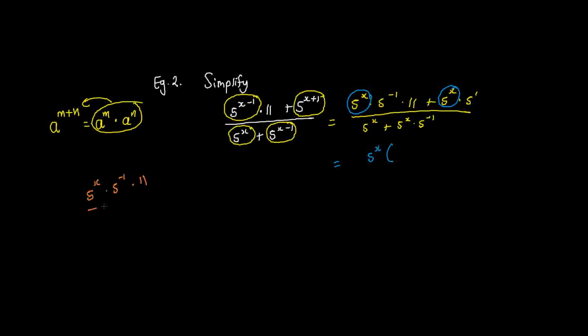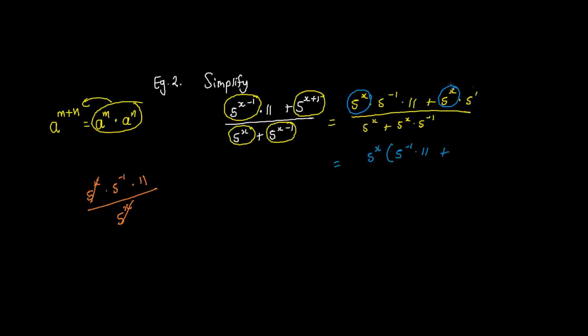And I'm dividing it by that common factor that I removed out, which is 5 raised to the power of x. Now I can divide off 5 raised to the power of x. What am I left with? 5 raised to the power of -1 times 11. There's no need to show this working out, by the way. I'm just showing you so that you understand.